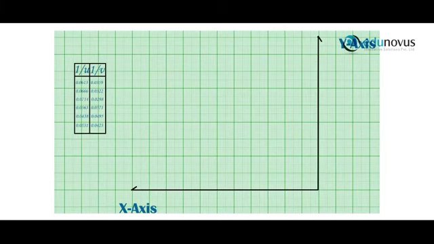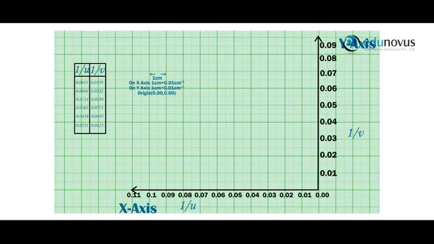1 by U, 1 by V graph, convex lens. Using the values of 1 by U and 1 by V, we plot a graph by taking 1 by U values on x-axis and 1 by V values on y-axis. We select a suitable scale. On x-axis, 1 cm is equal to 0.01 per centimeter. On y-axis, 1 cm is equal to 0.01 per centimeter. Origin is equal to 0.00, 0.00. Now, let us plot the points on the graph.